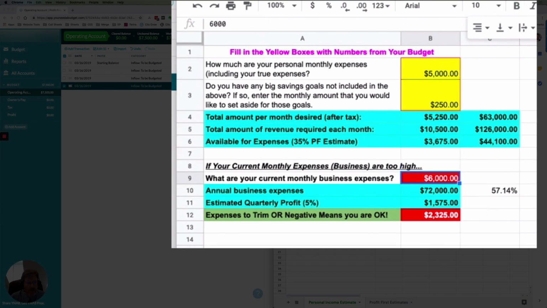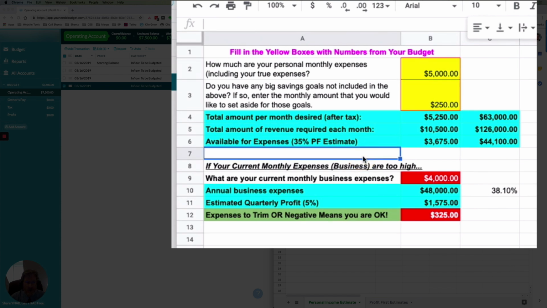Well, then you know for your business, you either need to make a whole lot more money so that you increase the amount of money that is available for expenses, or you need to cut your expenses to the tune of around $2,000 in this example. So let's say your monthly business expenses are $4,000, maybe more reasonable. Well, you only need to cut $325 a month, and then you're okay. Otherwise, you're kind of going into the red, and you're probably accruing debt. So that's what this section over here is for. That's what this number is for.